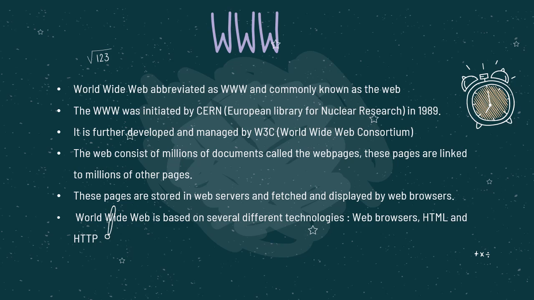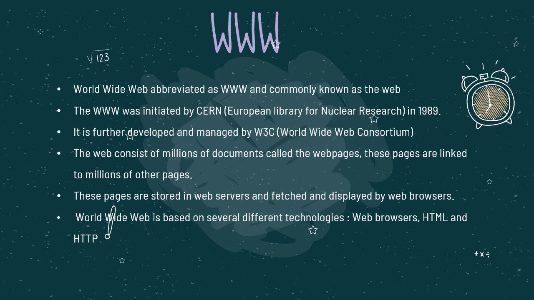ARPANET was a network which combined several universities and research institutions in the United States only. But CERN, the European Laboratory for Nuclear Research, combined most of the universities around the world for research purposes. So that is the initialization or starting of the World Wide Web.